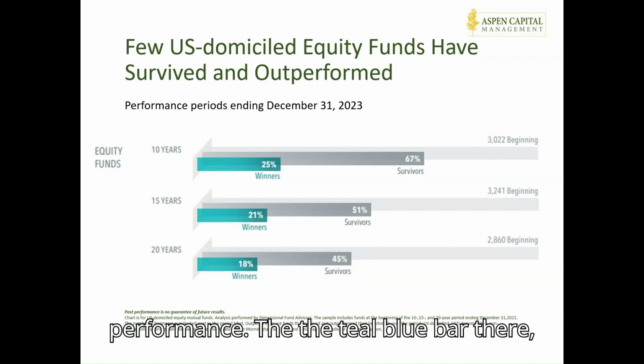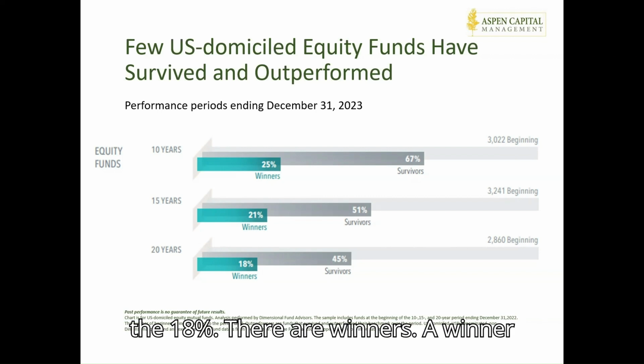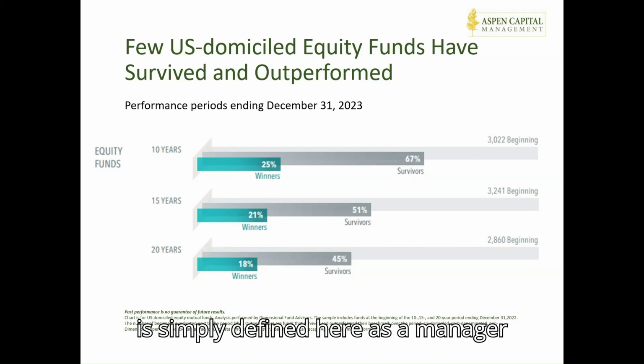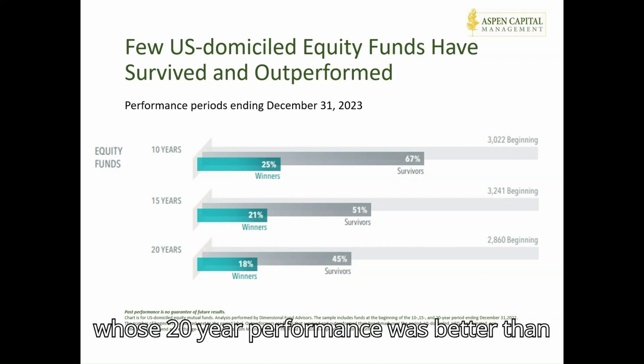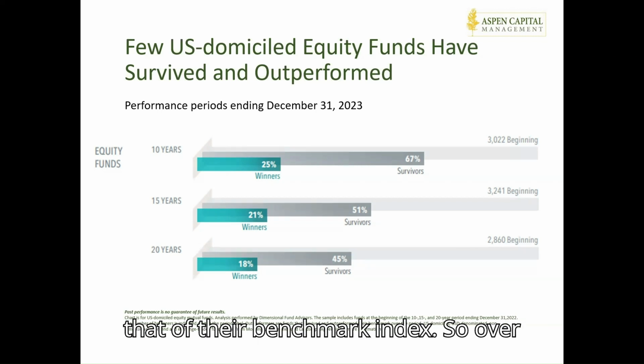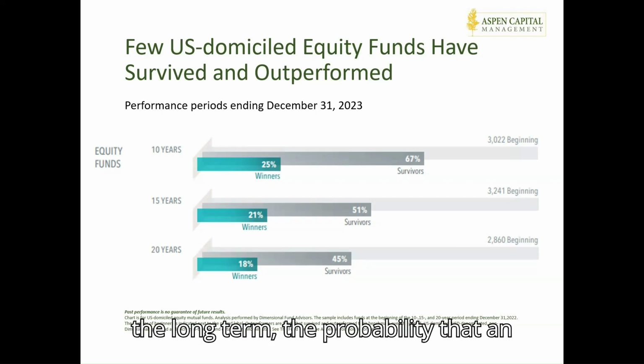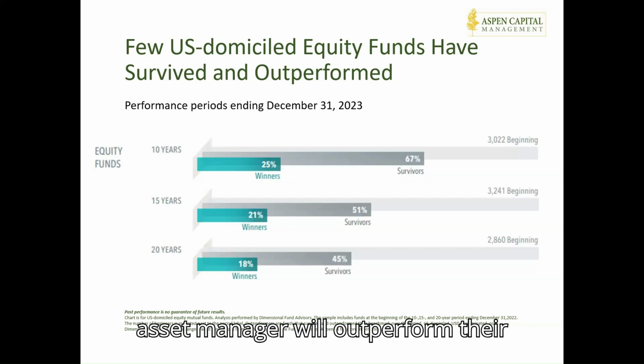The teal blue bar there, the 18% that are winners. A winner is simply defined here as a manager whose 20-year performance was better than that of their benchmark index. So over the long term, the probability that an asset manager will outperform their benchmark index net of fees and expenses is less than 1 in 5.